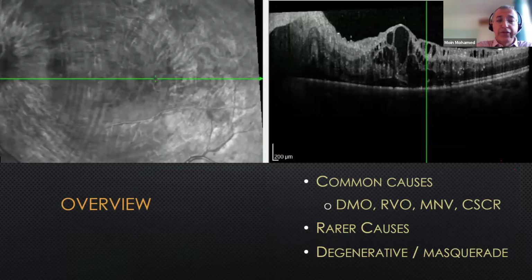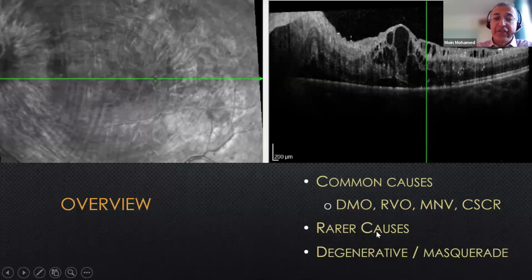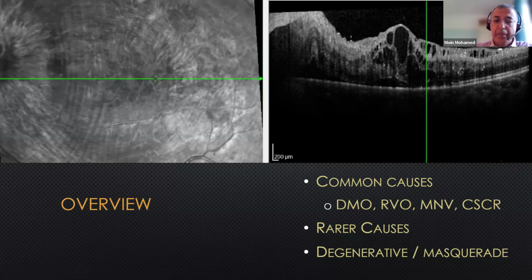So what we're going to do is just rattle through the common causes, which is diabetes, vein occlusions, macular neovascularization, and CSR. Now, those four conditions account for something like 90% of what we see in a medical retina clinic. So by definition, everything else is rarer. And then, of course, there's a few degenerative conditions which can end up looking a little bit like macular edema, but they're not really that vascular glial process. The retina is sort of falling apart, giving these cystic cavities within, but that's more a different mechanism of development.